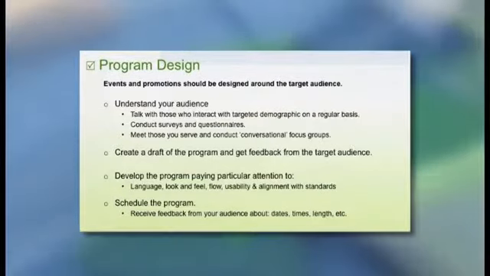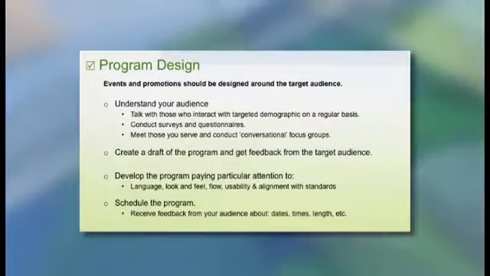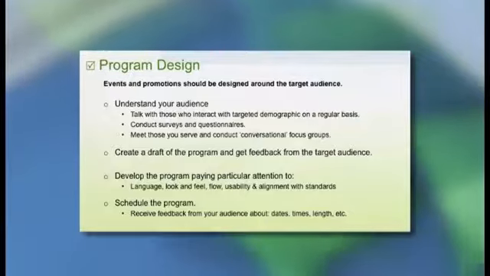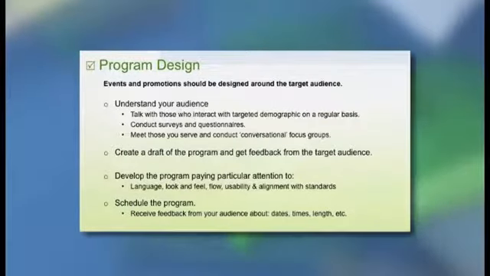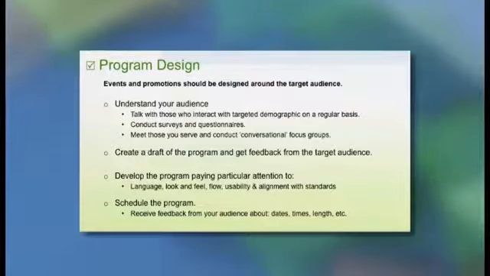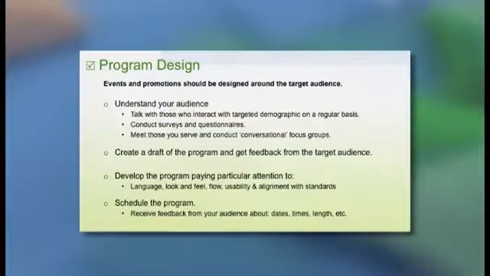All of these things, understanding the audience is critical. Deciding on the schedule of the program is also critical. You want to maximize the attendance. You want to create drafts and get their feedback. We talked about this before. Creating a program with somebody is really critical. And you want to start to think about the language, the flow, the field, all that fun stuff that goes into creating a program. We're going to dig deeper here into the next level.